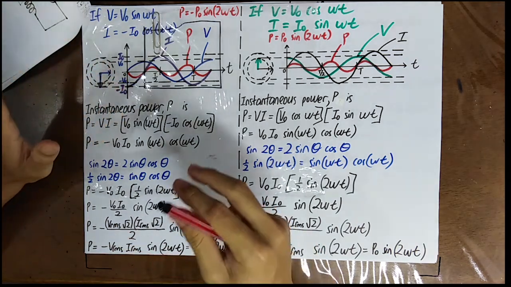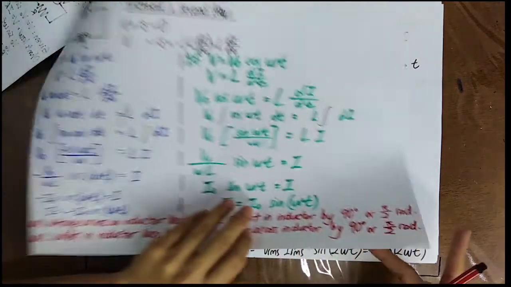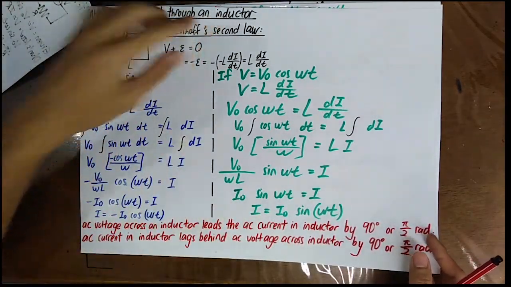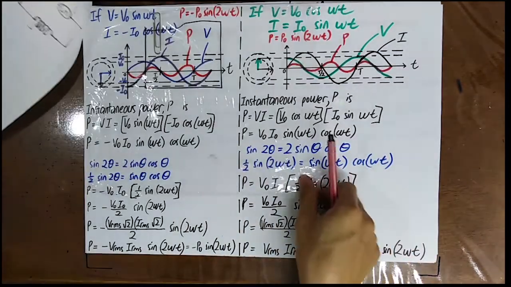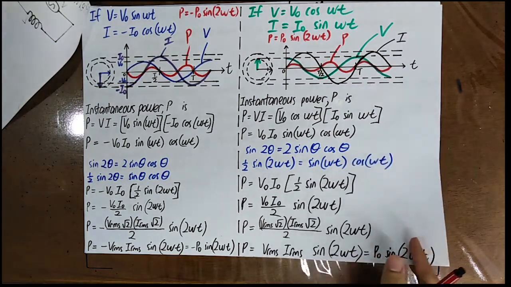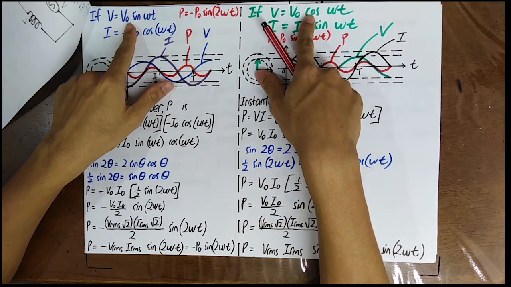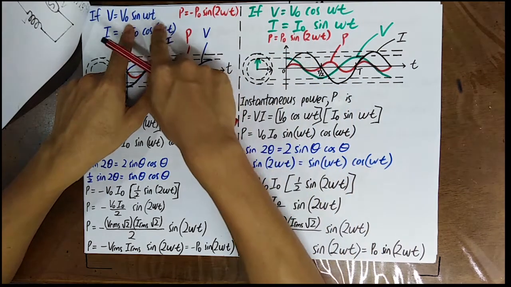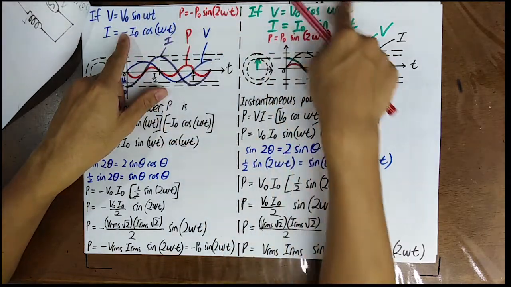But no matter how you are going to do, the result for the alternating current through an inductor is that the voltage will always lead the current by 90 degrees. And then normally this is given in the question. That means that the question will say that the voltage supply is in this form or in this form.